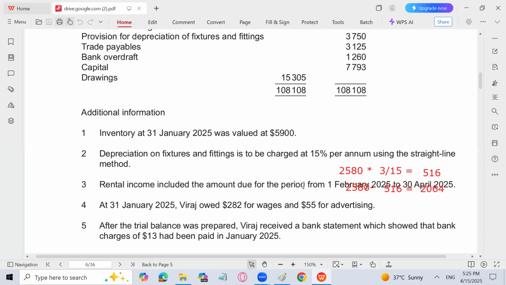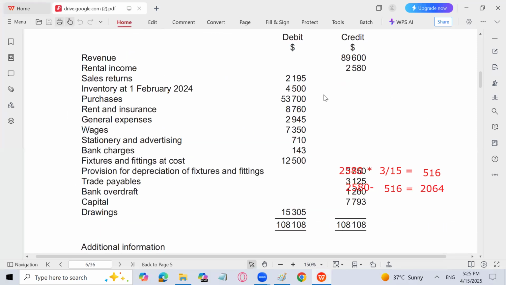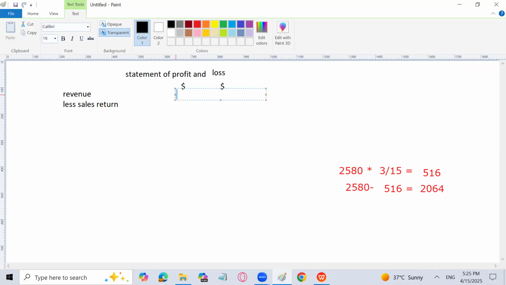Revenue given is 89,600 and sales return is 2195. So 89,600 and 2195, subtract it, what do we get? 89,600 minus 2195 is 87,405. Okay. Now I will subtract less cost of sales.